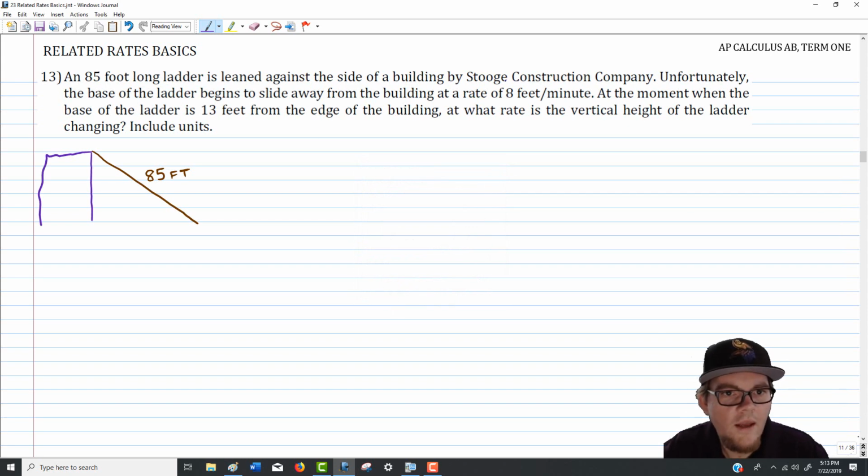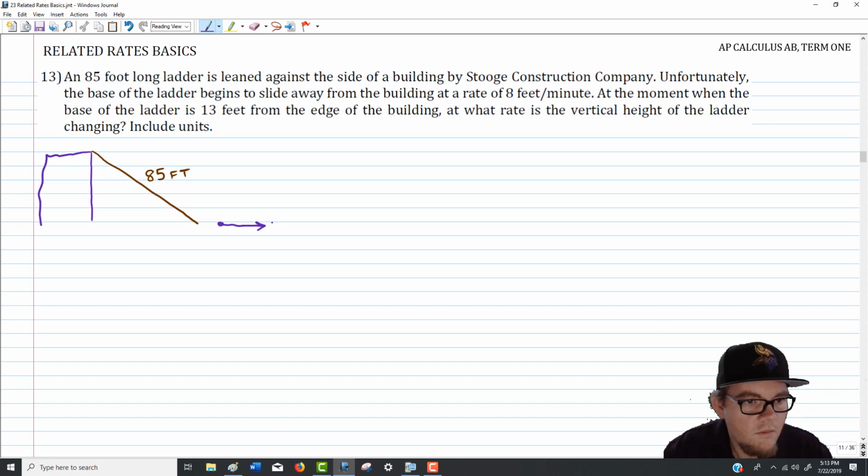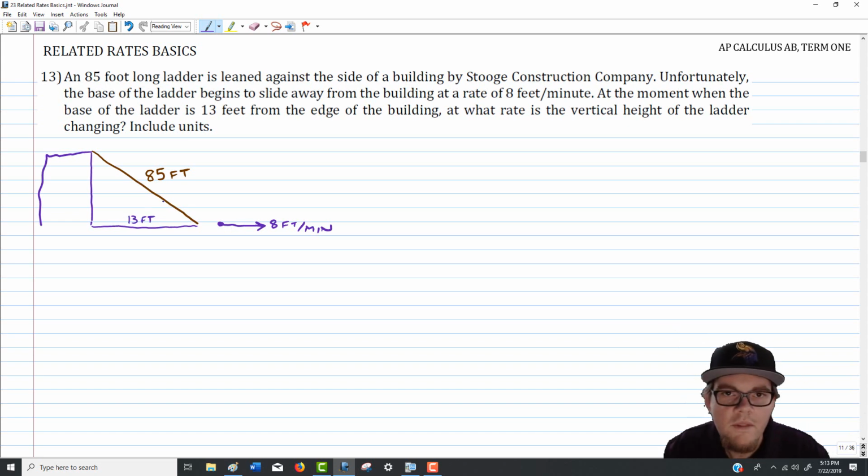The base of the ladder is sliding away at a rate of 8 feet per minute, so we're moving in this direction, 8 feet per minute. At the moment when the base of the ladder is 13 feet from the edge of the building, at what rate is the vertical height of the ladder changing? Include units. They tell us right away that this length is going to be 13, but keep in mind that as the ladder falls out further, that length gets longer and longer. It's actually approaching the length of the ladder, which, if it eventually falls, will be literally 85.